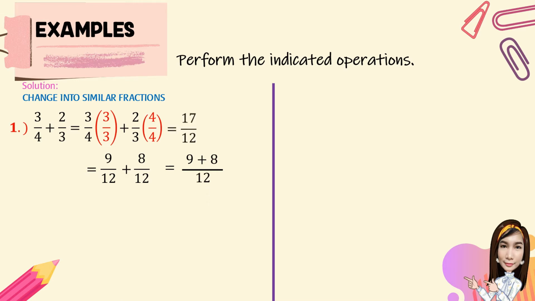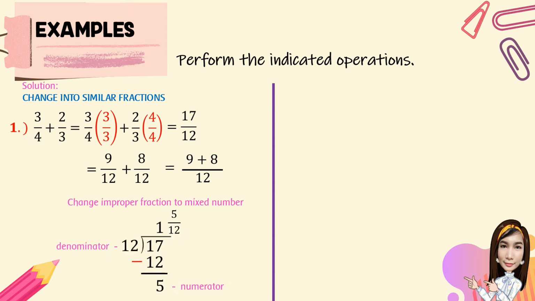9 plus 8 is equal to 17/12, and that is considered an improper fraction. So we need to change it into a mixed number. Simply divide 17 by 12, which equals 1, and 1 times 12 is equal to 12. Then subtract, 17 minus 12 is equal to 5. The remainder is the numerator and the divisor is the denominator. So 17/12 is equal to 1 and 5/12, and that is the final answer.